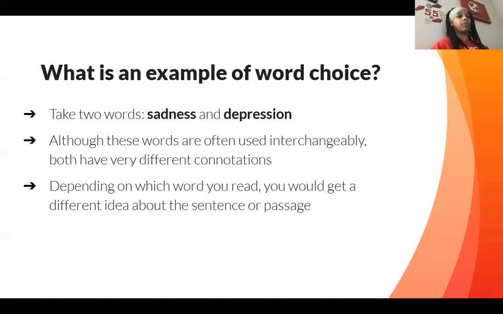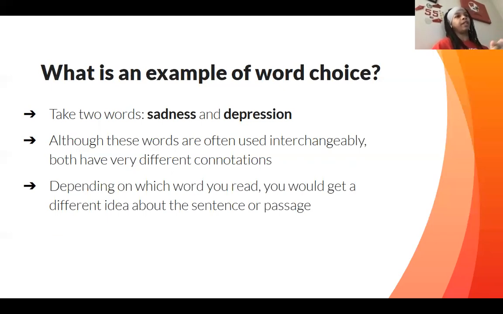So what is an example of word choice? Let's take the two words sadness and depression. Although the words are often used interchangeably, both have very different connotations, and depending on which word you read, you would get a different idea about the sentence or the passage. So if I just said the boy was very sad, that doesn't come across as bad as if I said the boy was depressed.